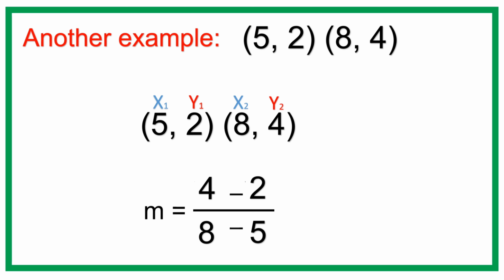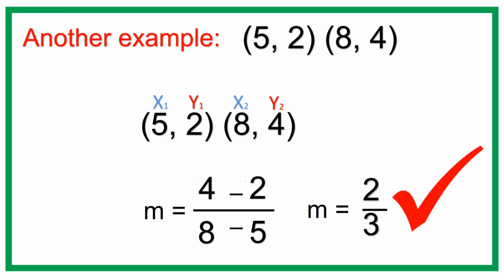And now we can simply solve this. 4 minus 2, we have 2, and 8 minus 5 is 3. That's it. You got it. Our answer is m equals 2 over 3.